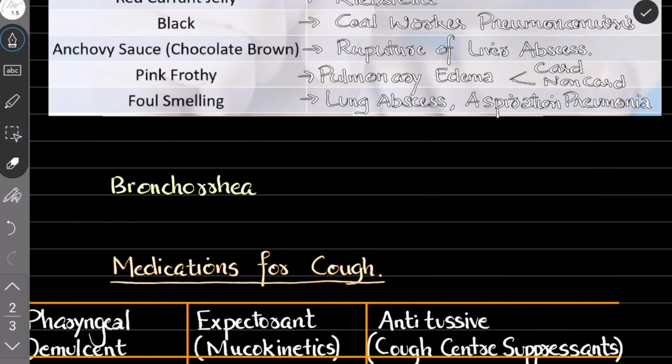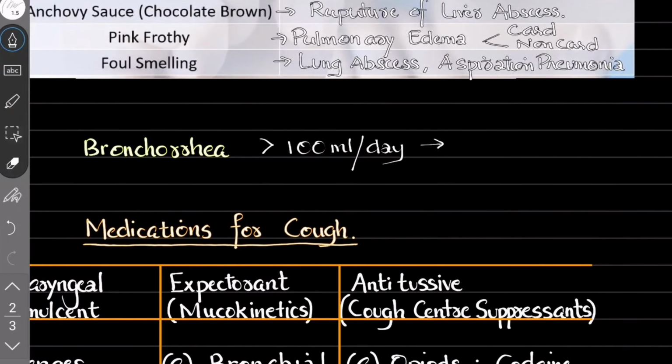Bronchorrhea means the production of sputum of more than 100 ml per day. It is caused by lung abscess. It is caused by bronchiectasis. It is caused by alveolar cell carcinoma.